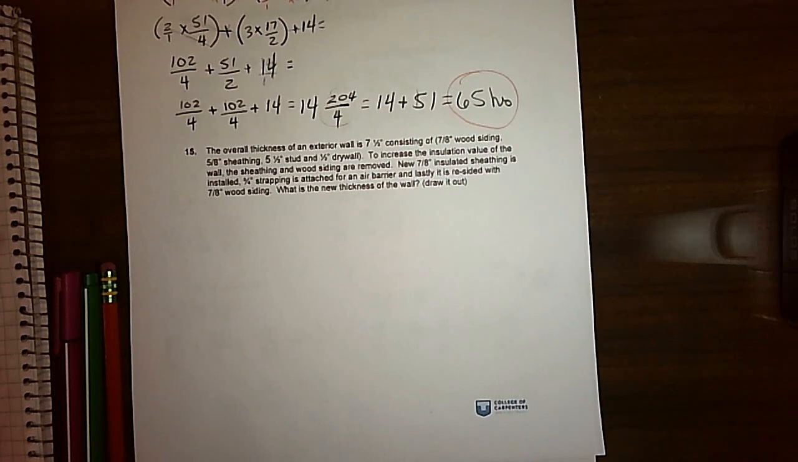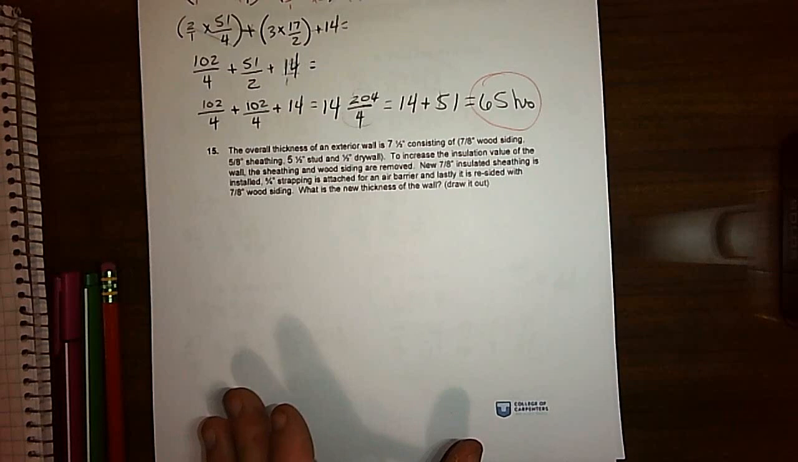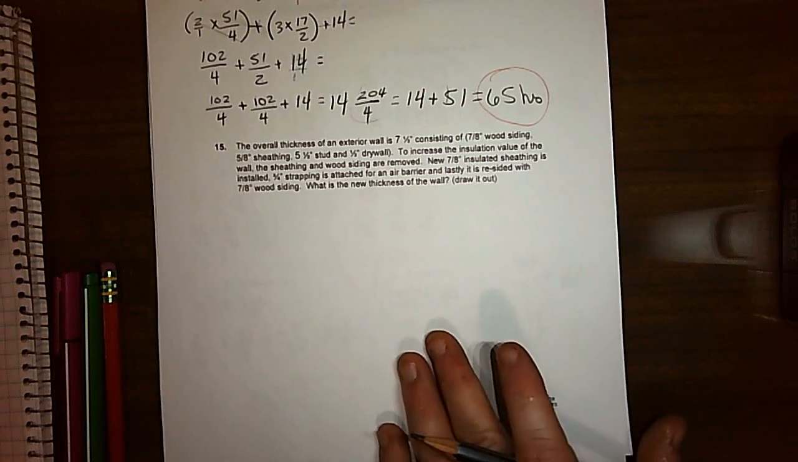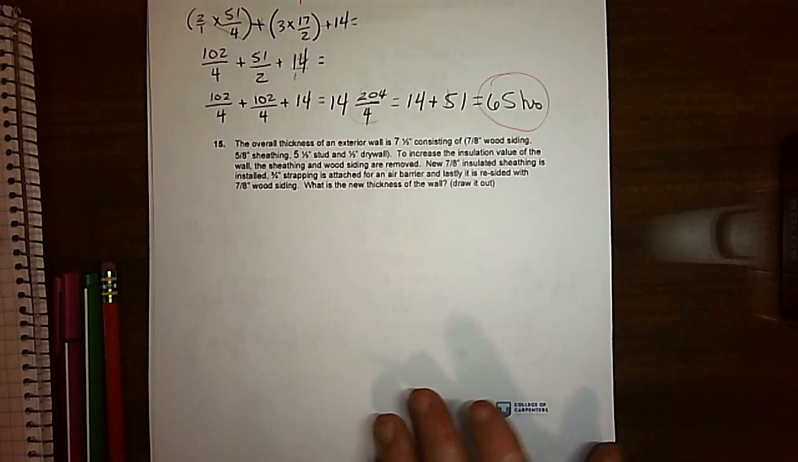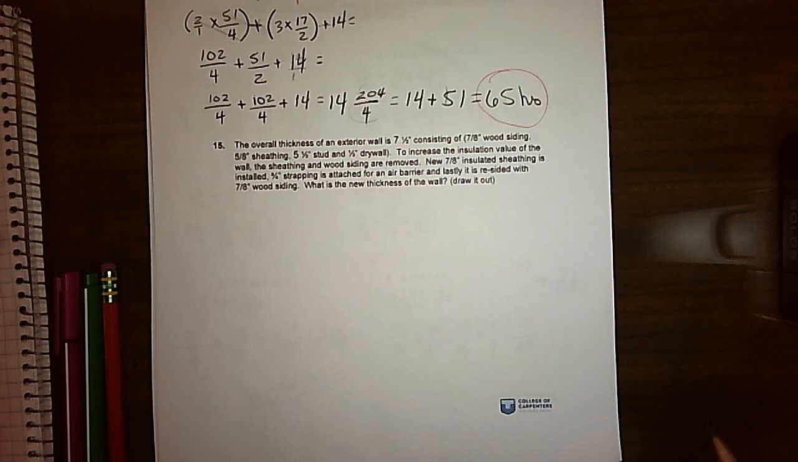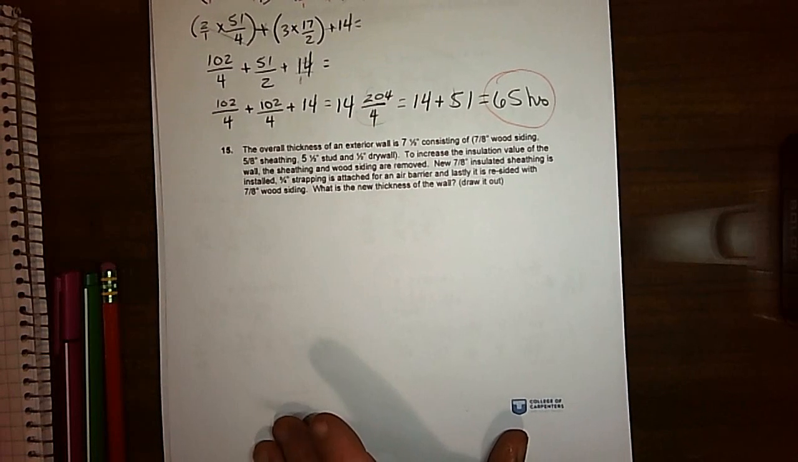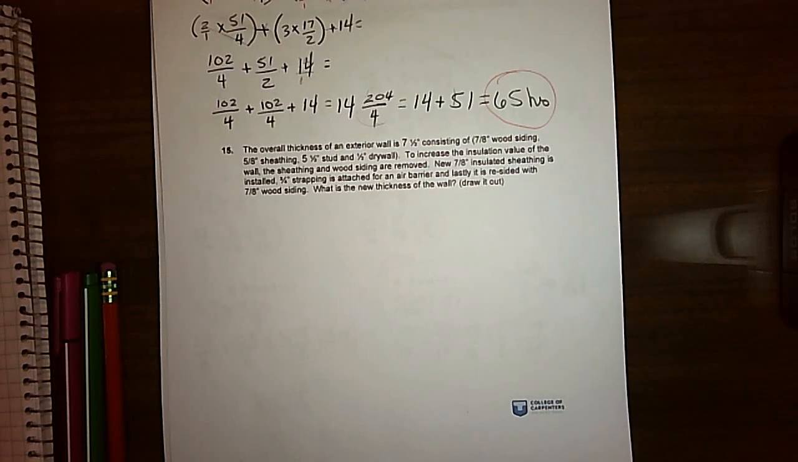So the last one here, we can go over it long, or does anybody want to tell me what they might have gotten as an answer? So what is the new thickness of the wall? They're saying an overall thickness of an exterior wall is 7.5 inches, consisting of 7/8 inch wood siding, 5/8 sheathing, 5.5 stud, 1/2 inch drywall.